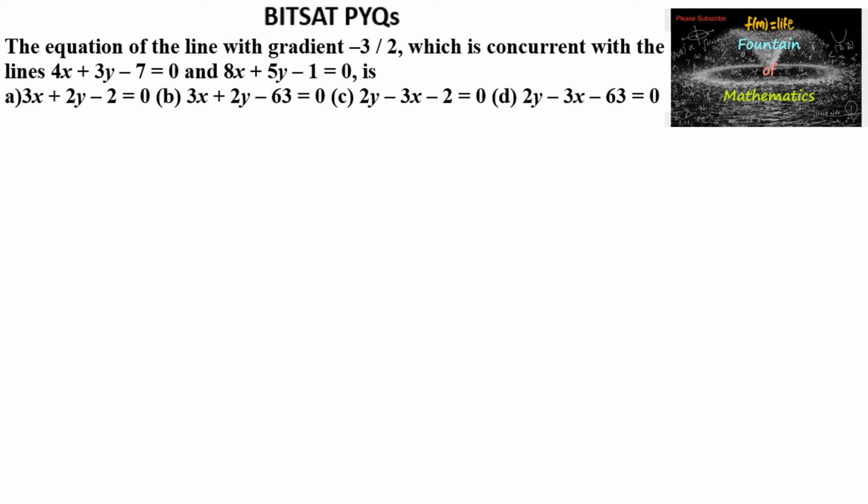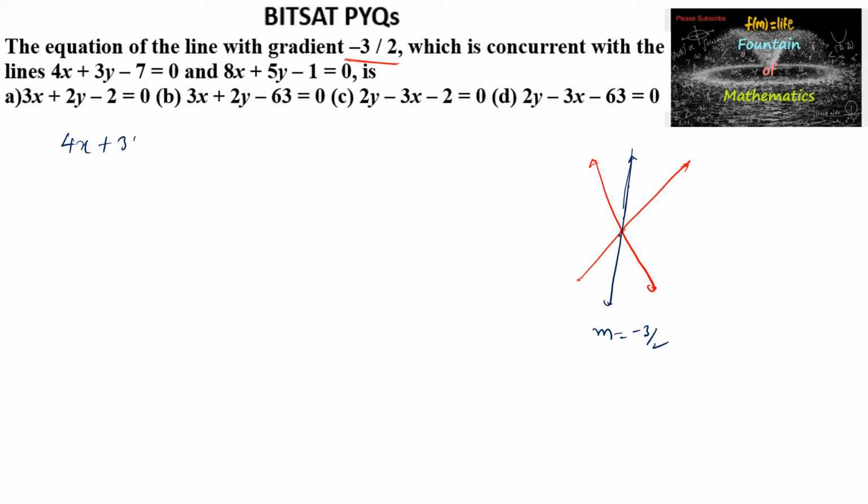We need to find the equation of the line which is concurrent with the lines 4x plus 3y minus 7 is equal to 0, and 8x plus 5y minus 1 is equal to 0. Concurrent means the line is passing through this point, and whose gradient is minus 3 by 2. So we need to find a line which is passing through the point of intersection of these two lines and whose slope is minus 3 upon 2. Let's solve the two equations.